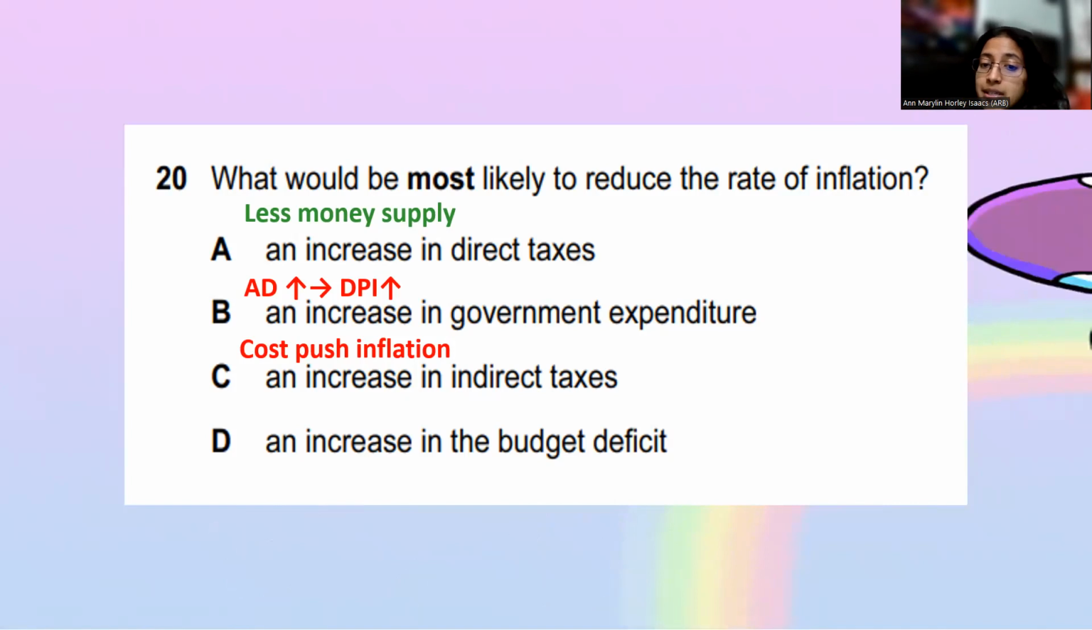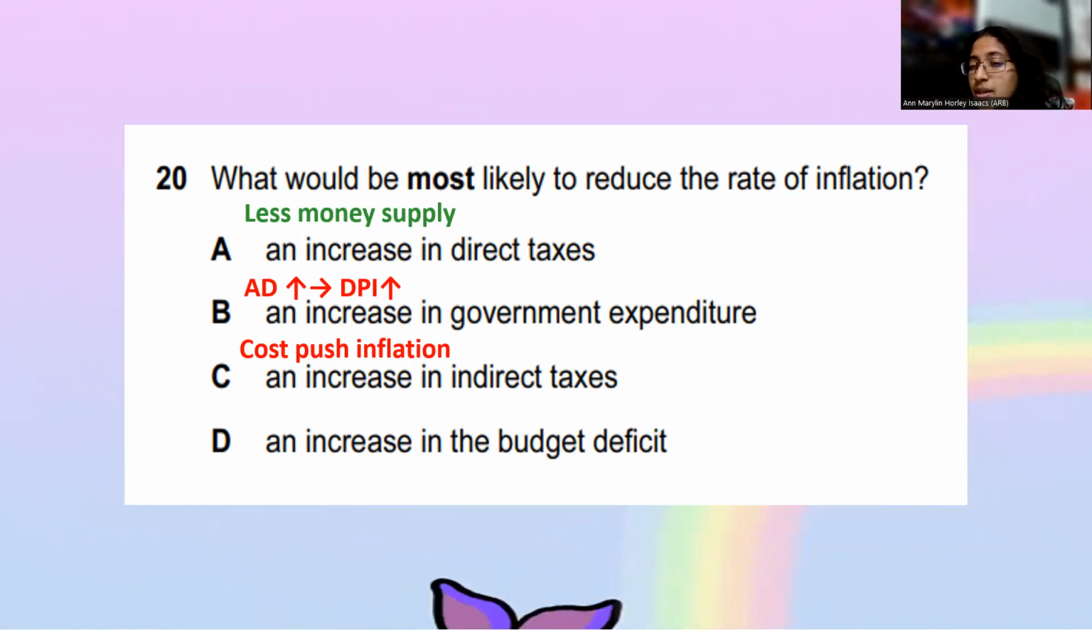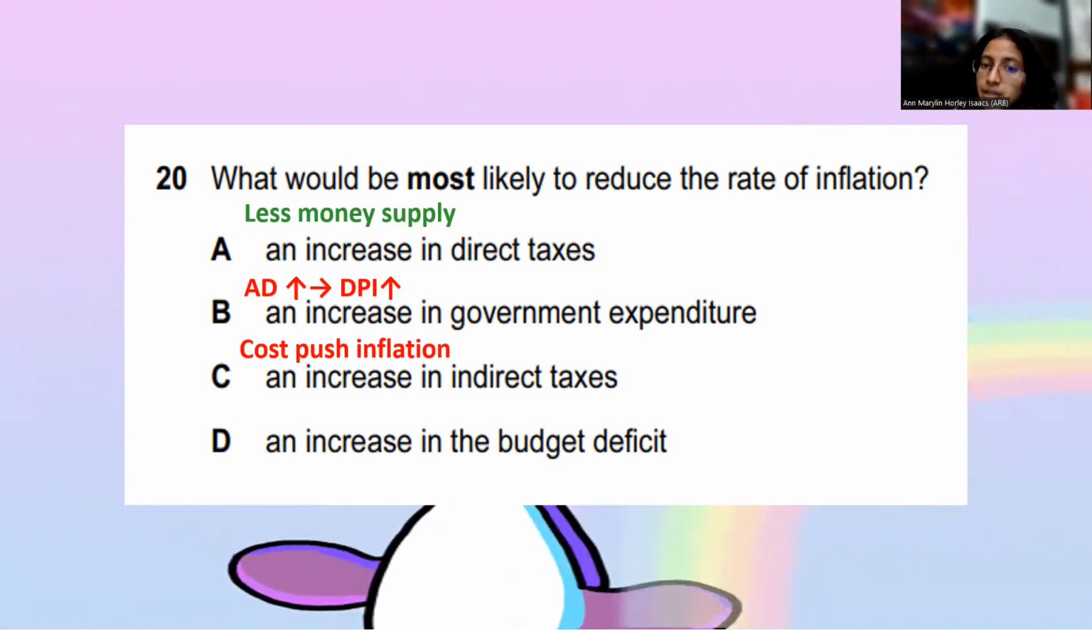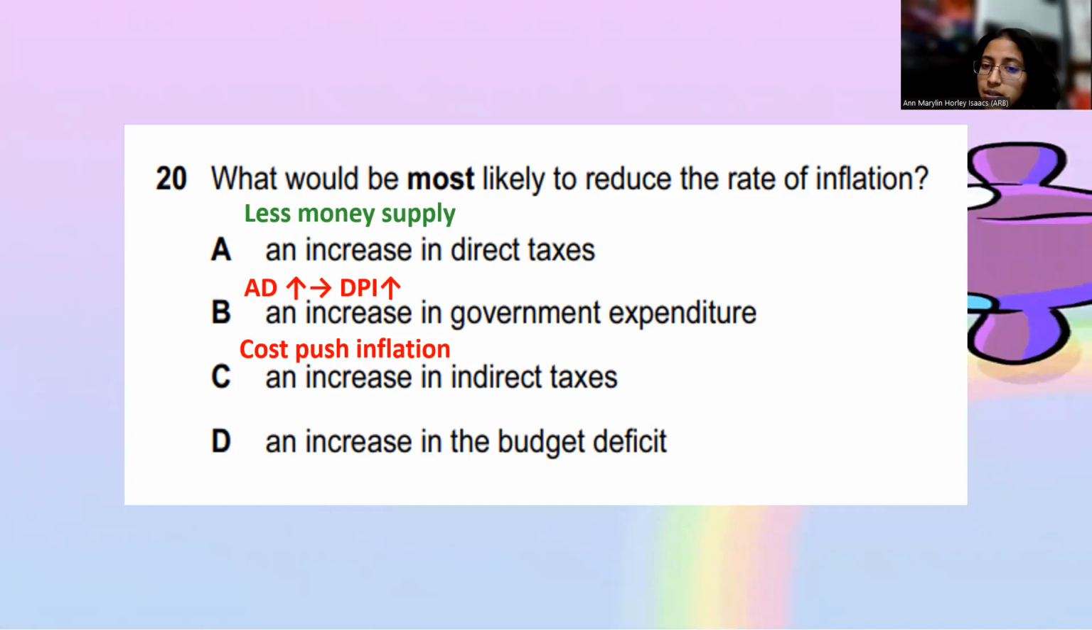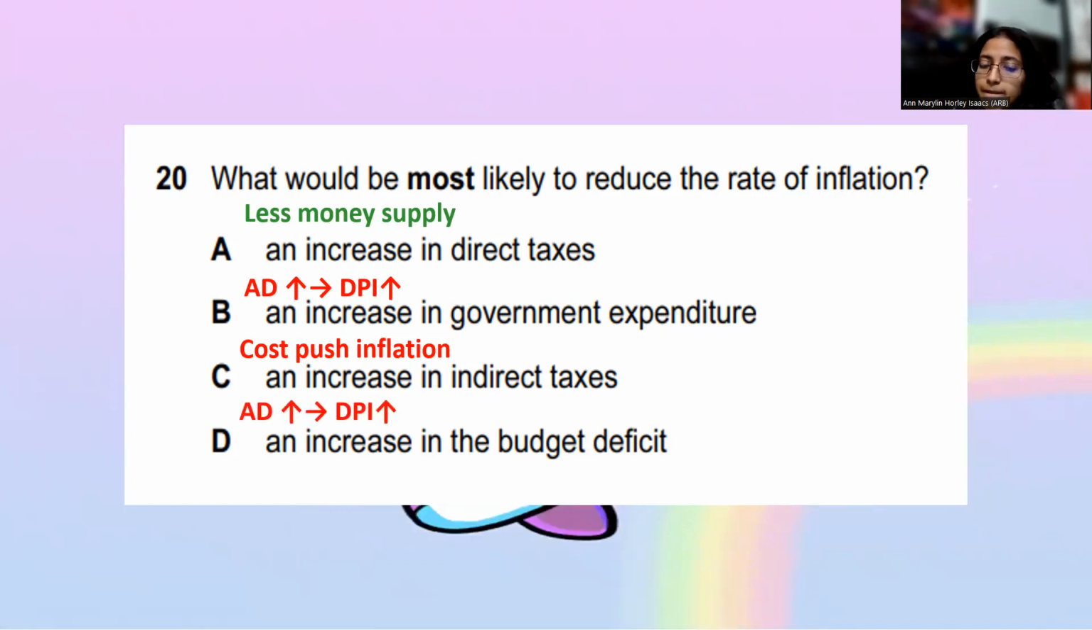An increase in the budget deficit. Budget deficit refers to your government spending more than what they're receiving. And it refers to the same thing as B, actually, an increase in government expenditure. Okay? So, A alpha.